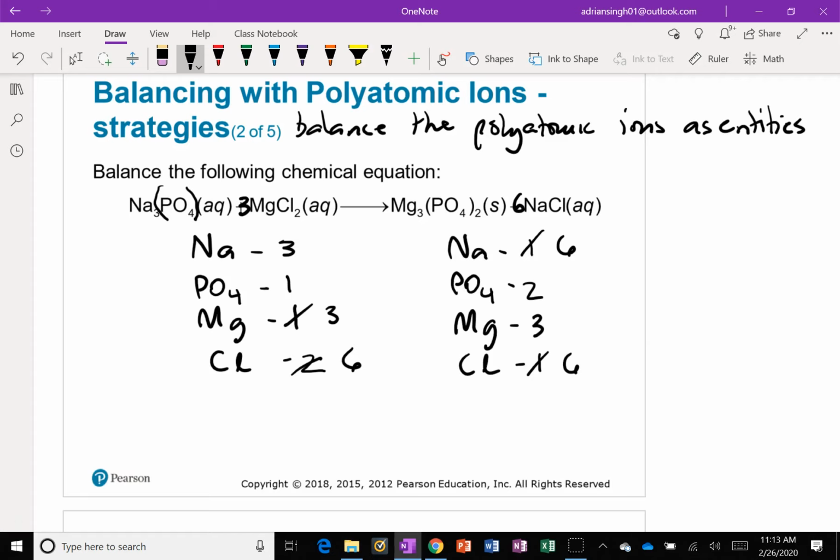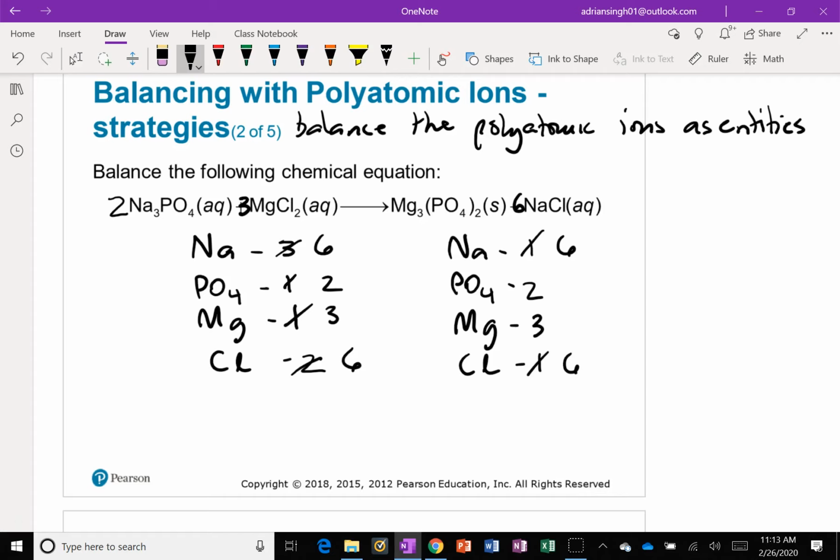Well, let's address the sodium. We have 6 sodiums on the right side. We need 6 sodiums on the left. So I'll put a 2 in front of the sodium phosphate. So 3 times that 2 gives me 6 sodiums. And now how many phosphates do I have on the left side? Now I have 2 of the phosphates. Right? So the phosphates automatically balance themselves in this equation.